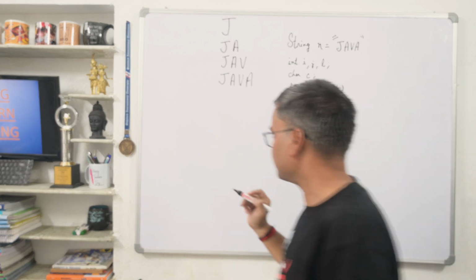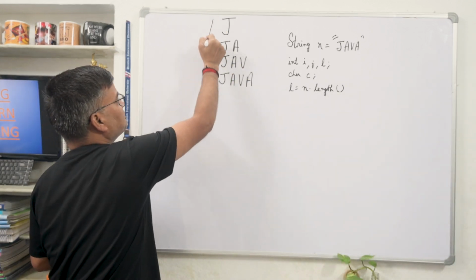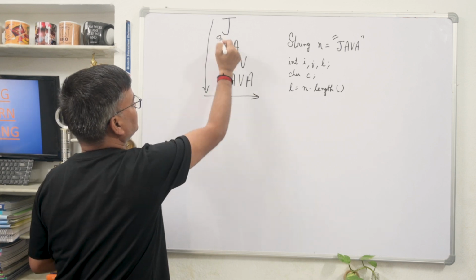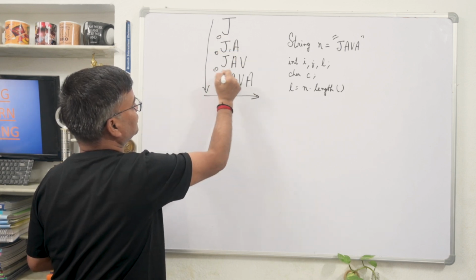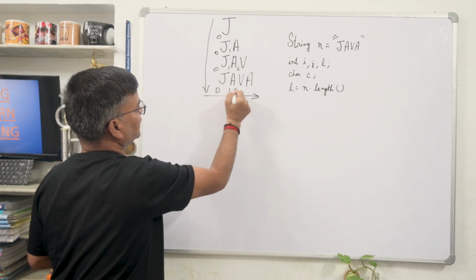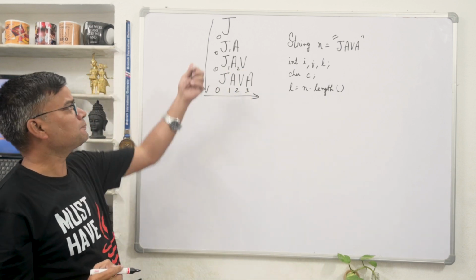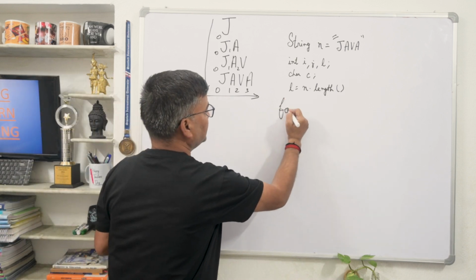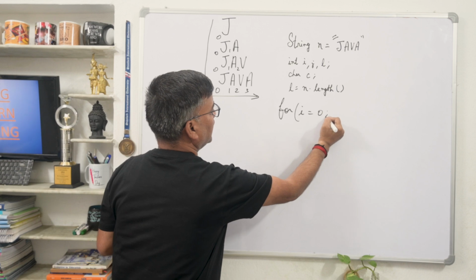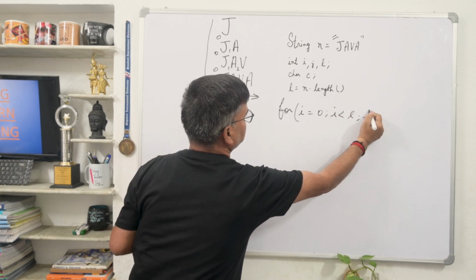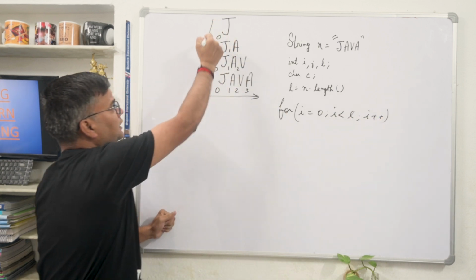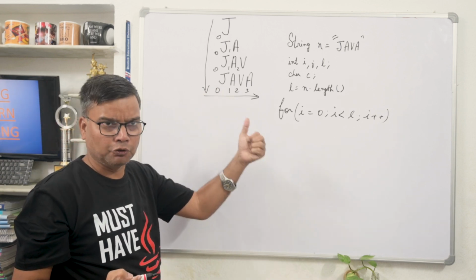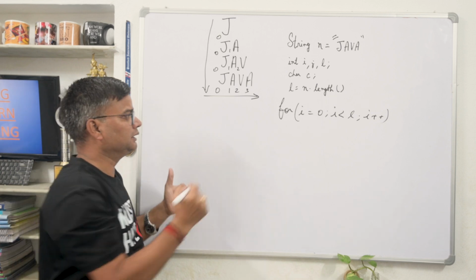Now here you see what's happening. The loop of i will begin from like this and the loop of j will go like this. This is 0, this is 0 and 1, this is 0, 1 and 2, this is 0, 1, 2 and 3, right? So this is the pattern 0, 1, 2, 3. Now the loop of i begins from here. For i equal to 0, i less than l, i plus plus. So it will take 0, 1, 2 and 3.